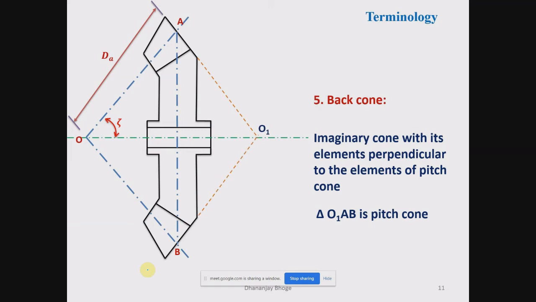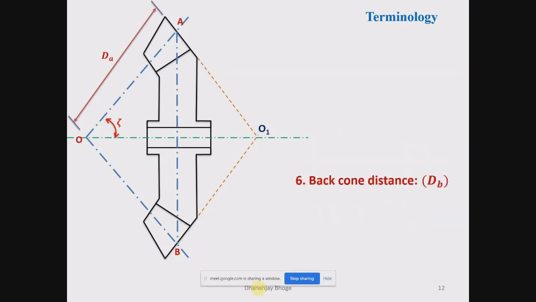And we get the back cone O1AB. This is not pitch cone, back cone. So triangle O1AB represents the back cone. कळलं? Pitch cone is OAB. आणि त्याला perpendiculars element काढले की we get back cone O1AB. Okay, number 6.